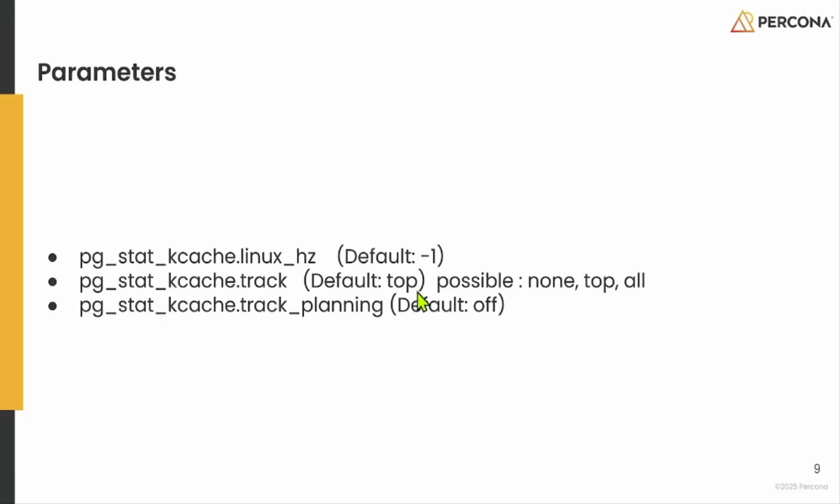The second parameter is whether to track the top level statements or all. The top level statement means the statement which is issued by the client. These are the available options. And the third parameter is whether to track the planning usage, SQL planning usage. The default is off. That means the CPU and IO usage by SQL planning won't be tracked.